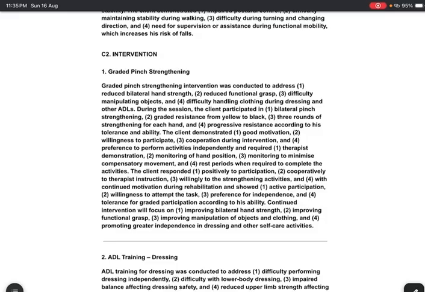The precautions were to avoid excessive resistance, prevent over-fatigue, and stop the activity if Mr. K experienced pain, discomfort, or unusual symptoms. The clinical reasoning for this intervention was based on Mr. K's reduced bilateral grip strength, with the right hand measuring, and improving hand strength may support his ability to grasp and manipulate objects during ADL, particularly dressing.